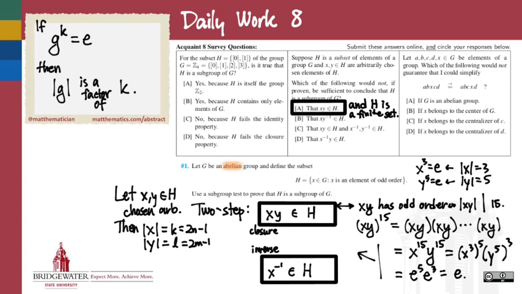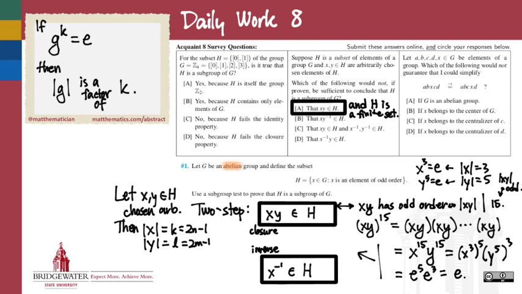But what do I know about the divisors of 15? All the divisors of 15 are odd. Right? All the divisors of any odd number are odd. Right? And therefore, the order of xy is odd. So that's the kind of careful argument that if you're laying out a proof of this kind of thing that you would need to deploy.